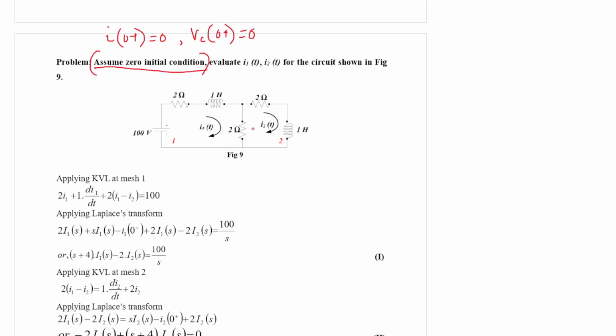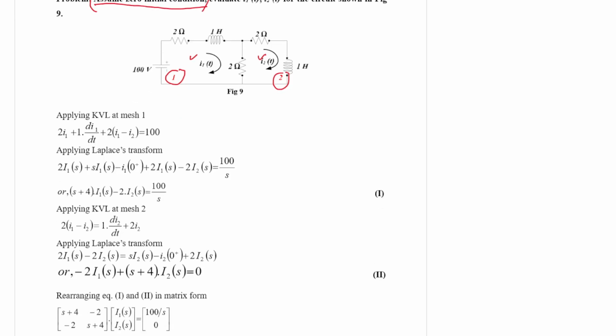So we have assumed two mesh currents. The first mesh current is I1(t). So this is mesh number 1, and here it is mesh number 2. We have assumed mesh current 2 as I2(t). So we need to evaluate the expression.